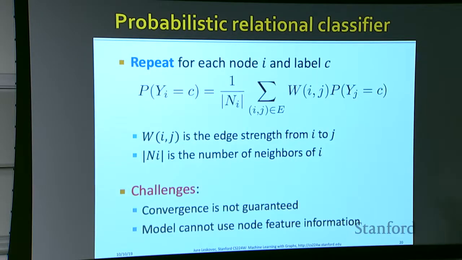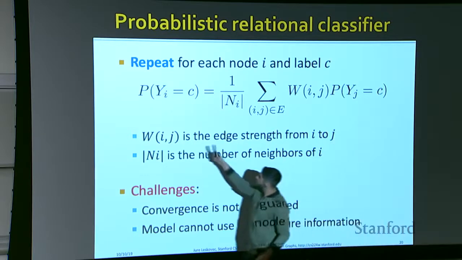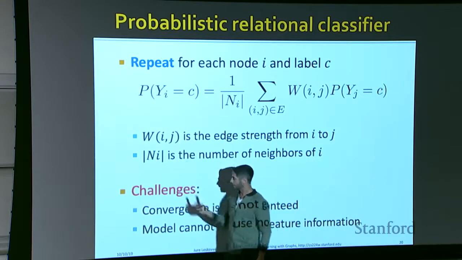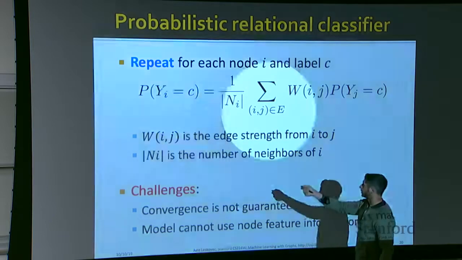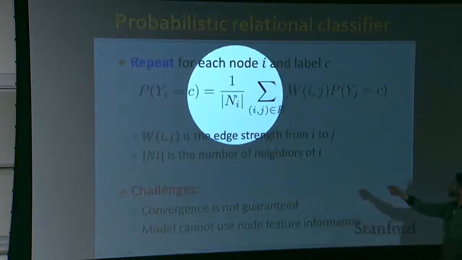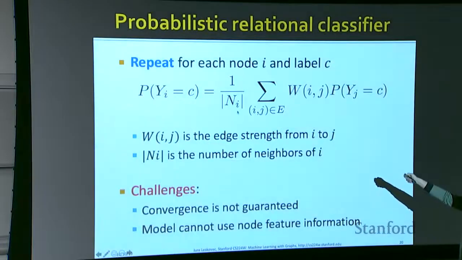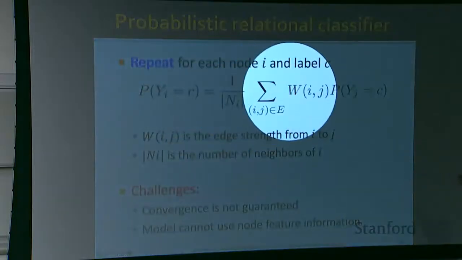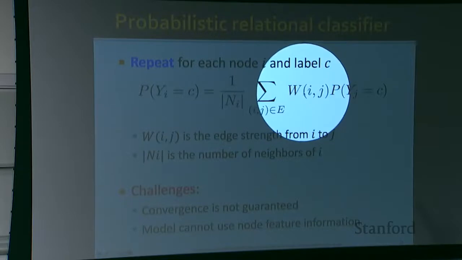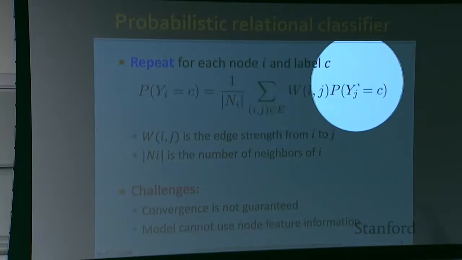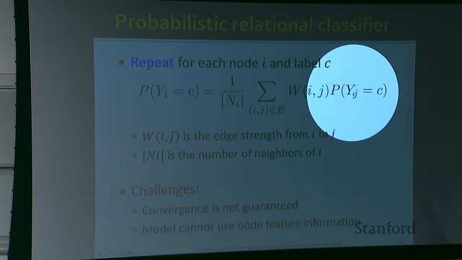Okay, so now let's go through the few formulas that we're going to be seeing today for how to perform collective classification. So what we do is, for each node I and label C, what we are finding is the probability that the state of our node I is going to be equal to C, okay? Ni is the number of neighbors of I, and then W is our adjacency matrix that we were talking about before. It could also encode the weights. And then this is the probability basically that our neighbors are going to have the label C, okay?